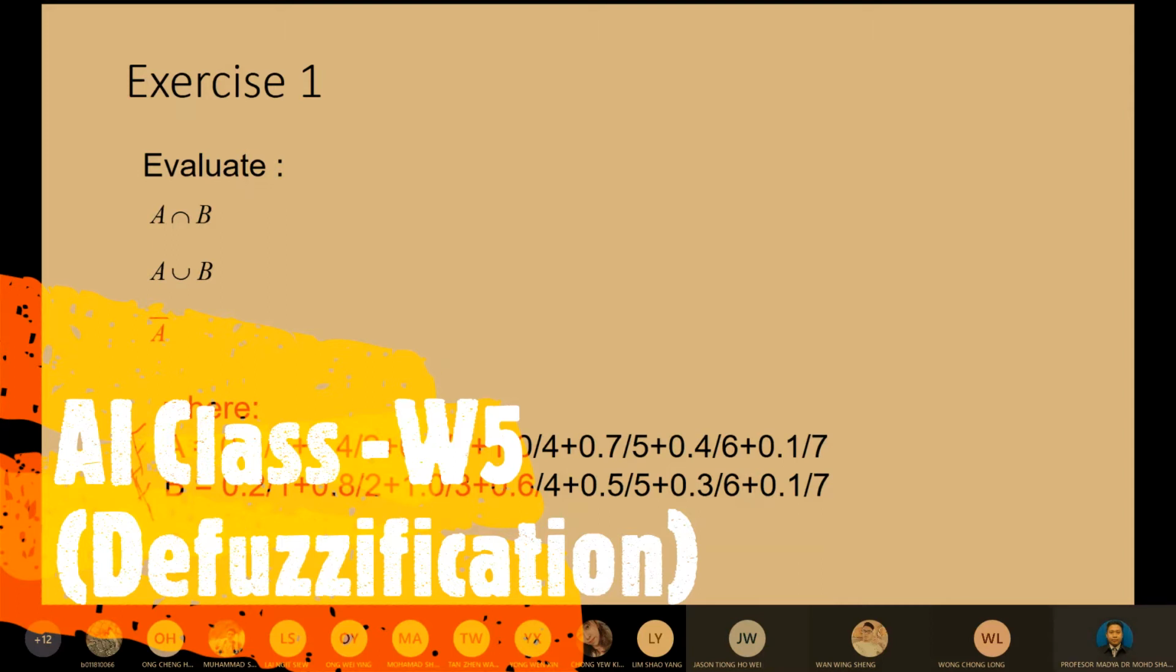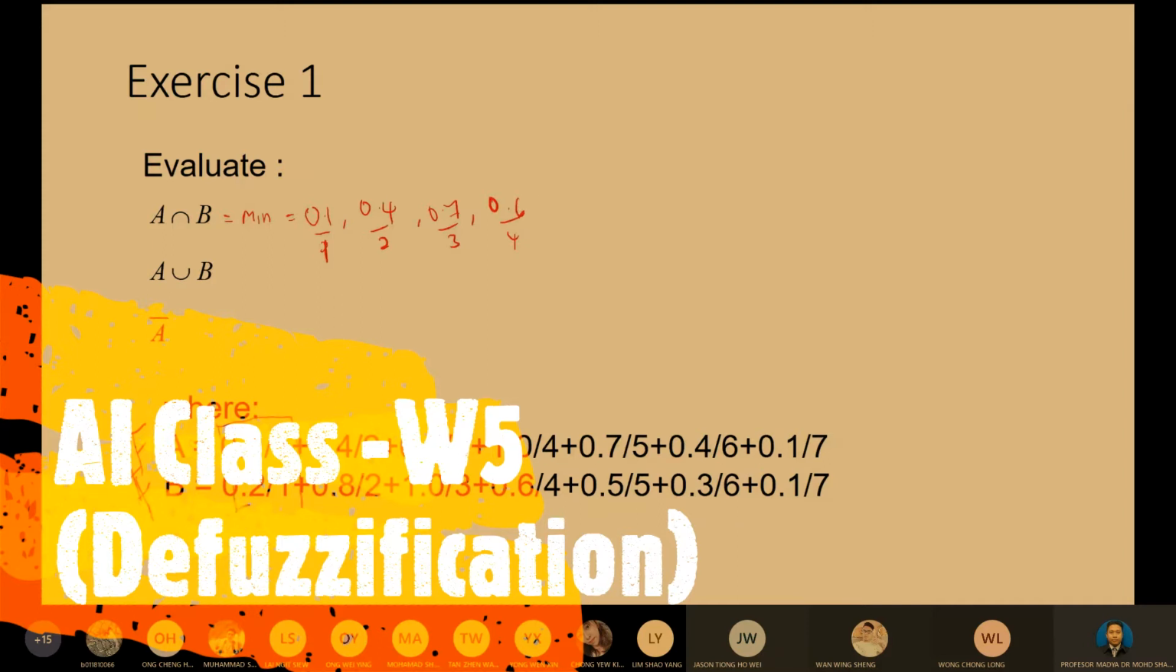First, evaluate A intersection with B. This means we have to select the minimum, and you have to compare the same sequence. For example, the first sequence is 0.1, sequence number 2 is 0.4, sequence number 3 is 0.7, then 0.6. You have to compare sequence number 1 with sequence number 1.